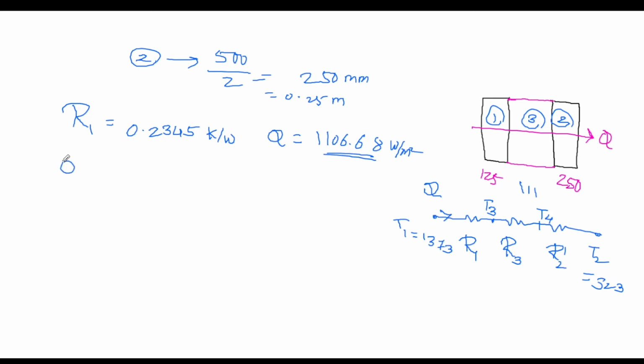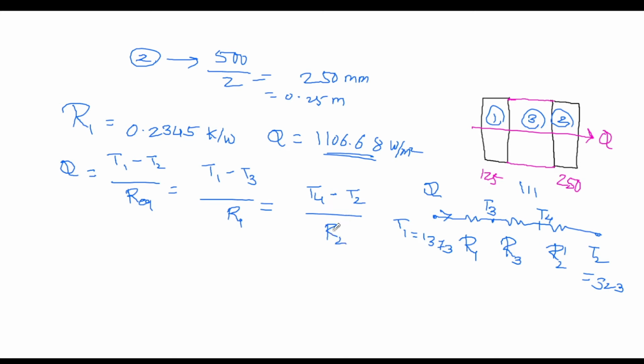So we can write Q will be equal to (T1 minus T2) upon R equivalent, that will be equal to (T1 minus T3) upon R1. Also we can write this as (T4 minus T2) divided by R2 dash. So first we know the value of R1 and the value of Q.